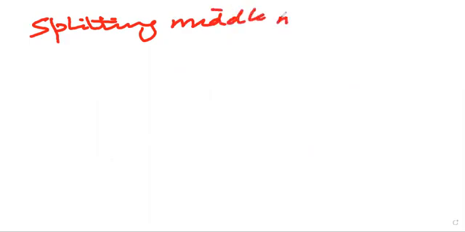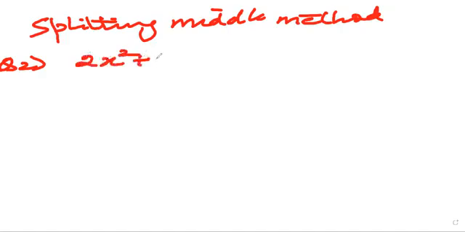So you should be clear with this first. Okay. Now let's do question number 2 of the splitting the middle term. You have here 2x square plus 3x minus 90.